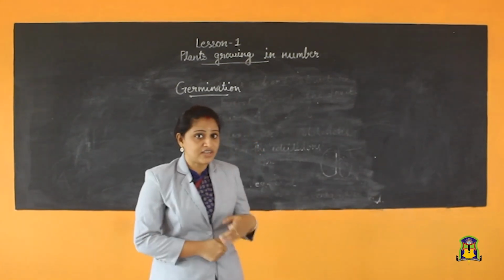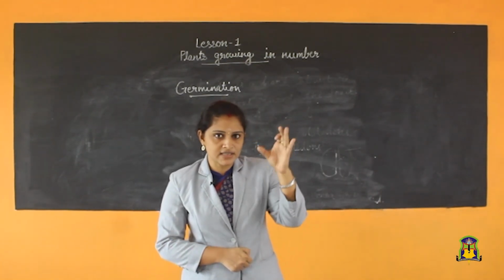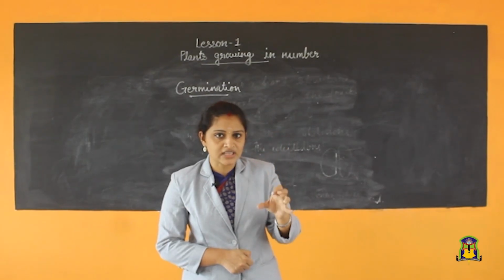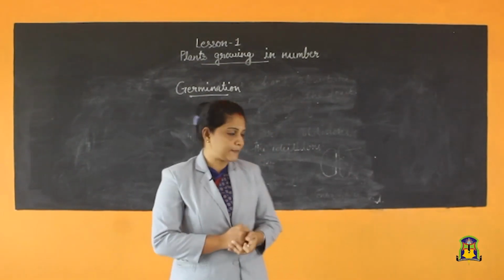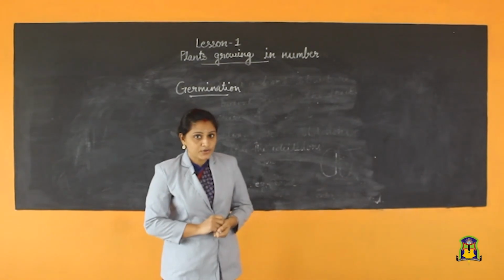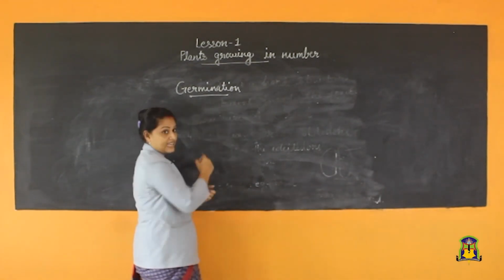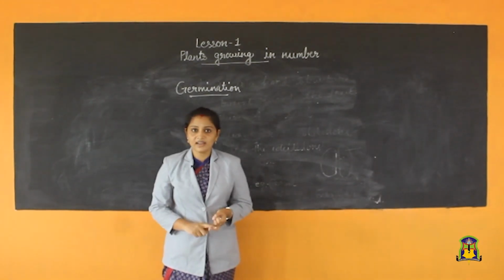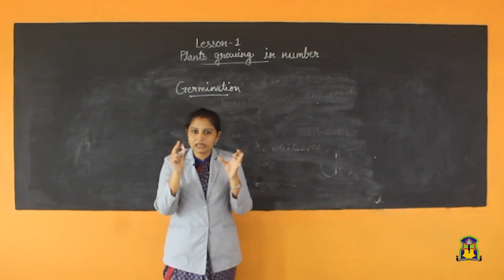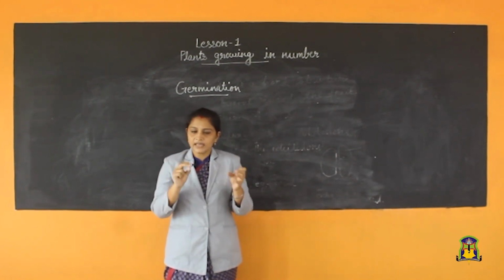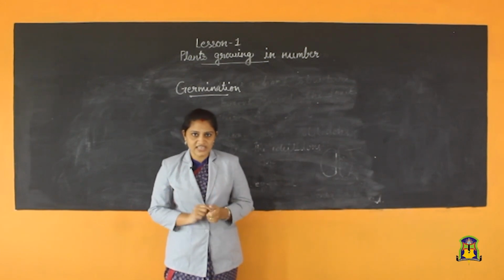Okay. Next, we are going to learn which things are necessary for the germination of seed. Which are they? Do you know? I will tell you. They are air, water and sunlight. These are the three necessary things needed for germination of seed.